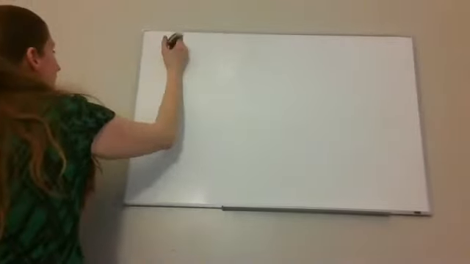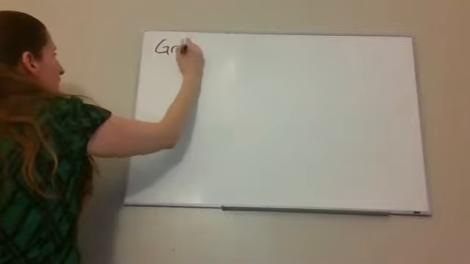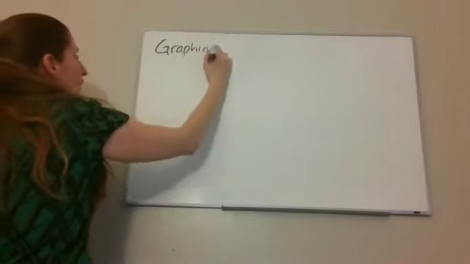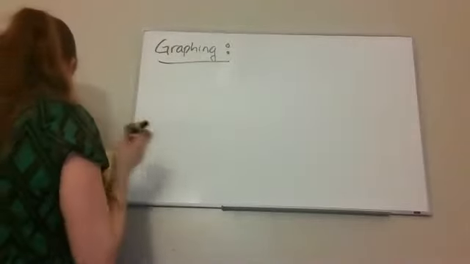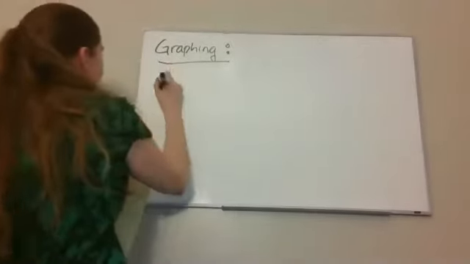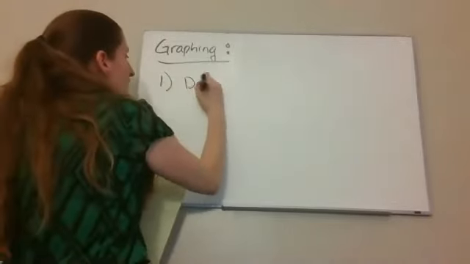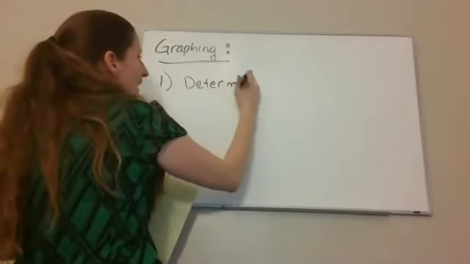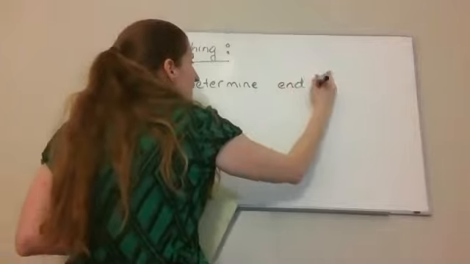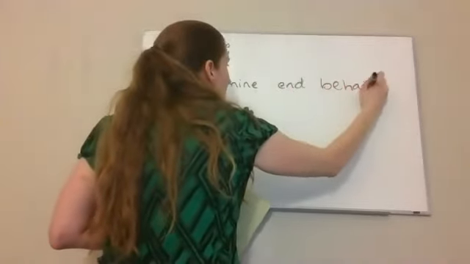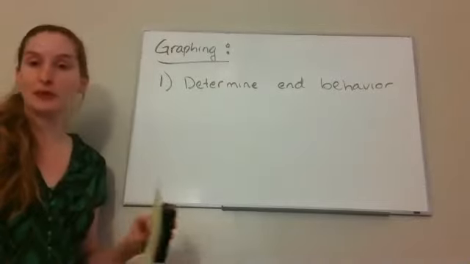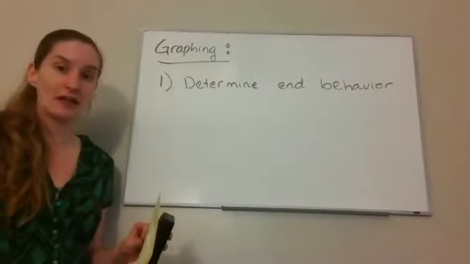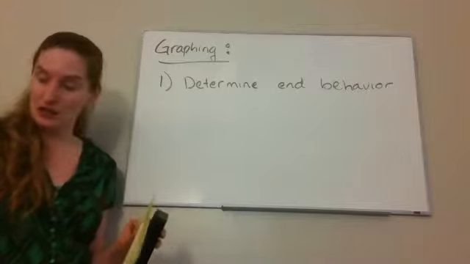Now our technique for graphing. This technique here is going to give you a sketch of the function. It's not going to be a completely precise graph, but it's going to be very close. The first thing we should do when we're graphing is determine your end behavior. So that's what we did at the beginning of this video, figuring out if the graph is going up or down on both the left and right sides by using our leading term test.